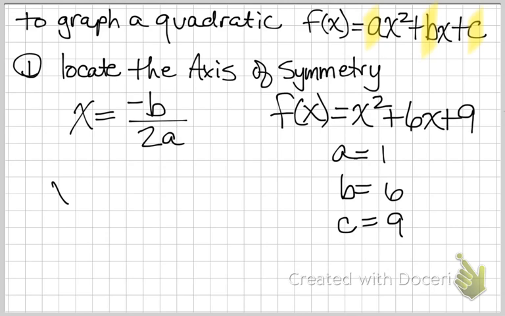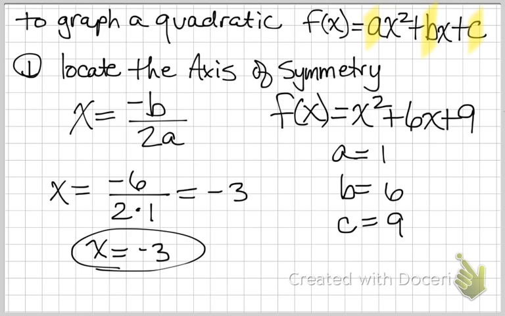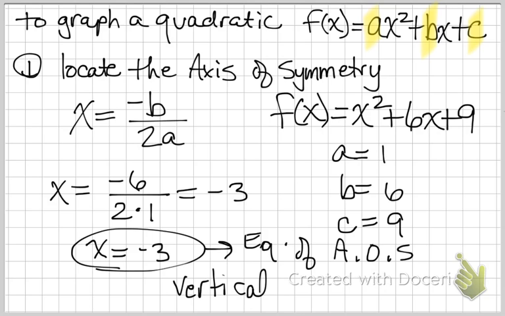Now I'm going to make the substitution into this formula for the axis of symmetry and identify that. So when everything is plugged in and simplified, I see that the equation for the axis of symmetry is x equals negative 3. That's going to come in handy in just a little bit. And remember, it is a vertical line that passes through negative 3 on the x-axis.